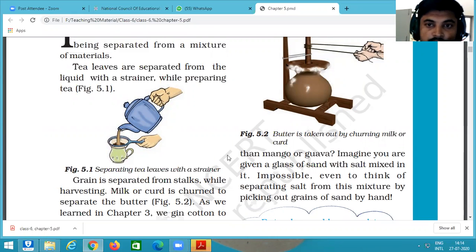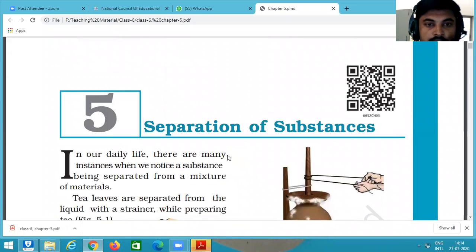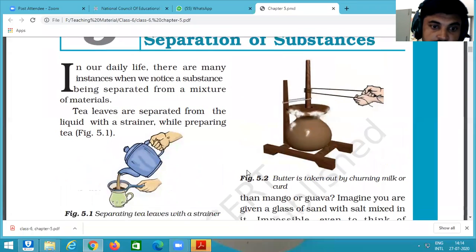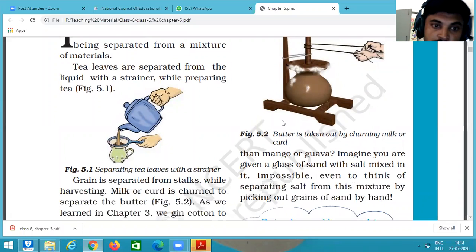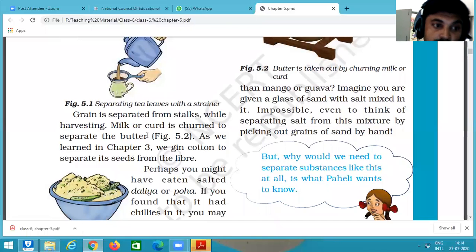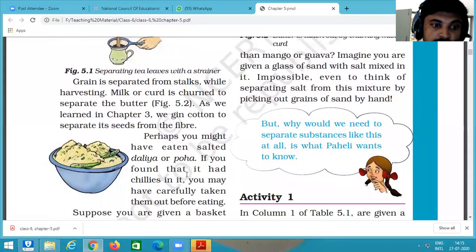In the last video, we started our fifth chapter of science, that is separation of substances. In this chapter, we discussed different separations, like separation of butter from the milk, and separation of tea from the tea leaves, and the different methods we use. For example, picking the green chilies from the poha or dalia by hand picking.